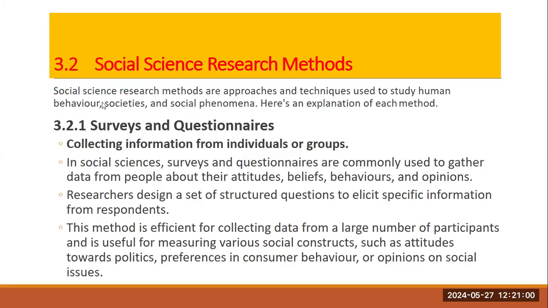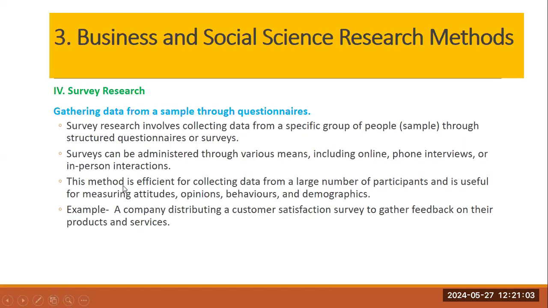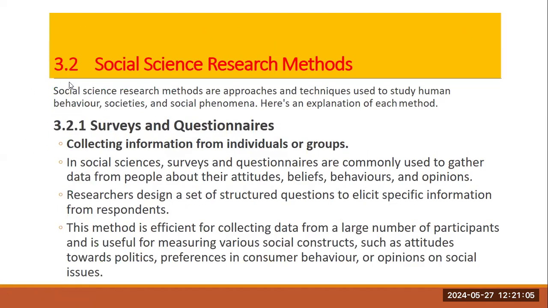Another one, social science research methods. So survey and questionnaire, already applicable in business research, are also applicable in social science. For understanding, we are discussing business research and social research, but it is interchangeable, right? Don't get confused, there is no different survey method for business and no different survey method for social science. So surveys and questionnaires are common for social science and business research as well, right?